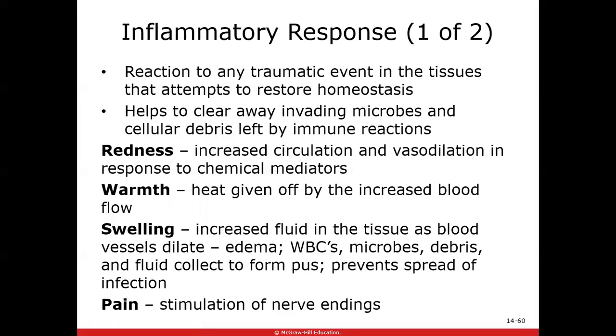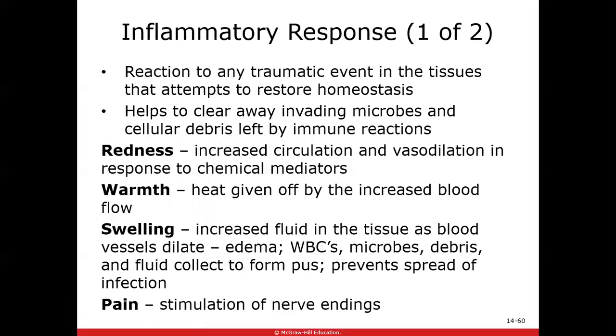These are the four characteristic signs or symptoms of inflammation. You have redness, which is called rubor, just increased circulation and vasodilation in response to chemical mediators. So you get redness because you have a lot more blood flowing. Then you have warmth, which is also called calor. This is in the Latin terms. So heat is given off by the increased blood flow.